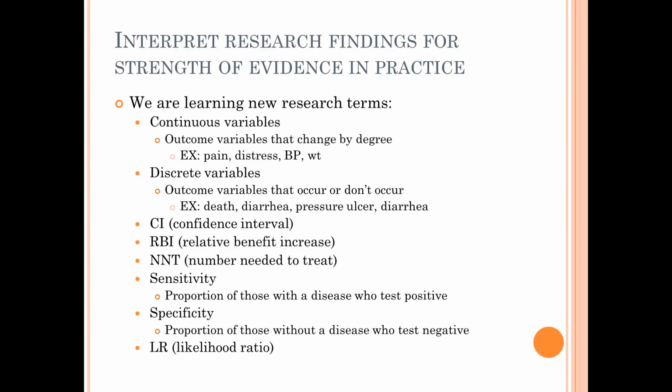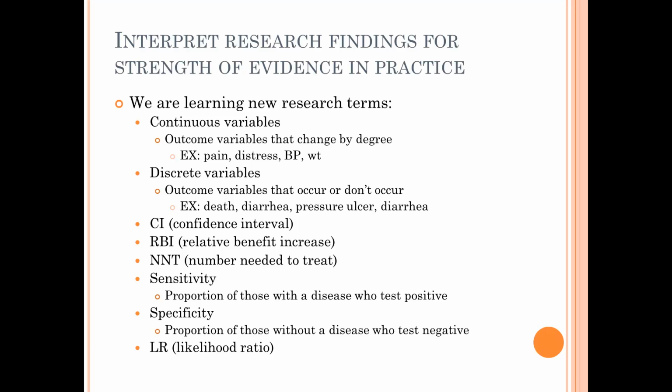It's either they're alive or they're dead. They have diarrhea or not. I like how diarrhea is in there twice. I guess someone must have really thought it's important to think about diarrhea. Confidence intervals. That's another one. Relative benefit increase. Number needed to treat. These are some acronyms that you may see.